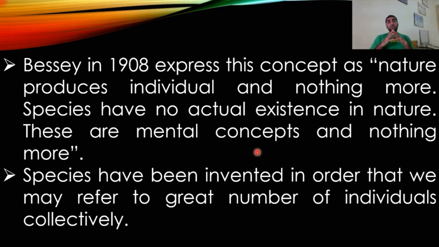So according to the scientists of the nominalistic species concept, nature produces only individuals, and there is no such thing as species. These are only mental concepts given by human beings. Species have been invented so that we may refer to a great number of individuals collectively.